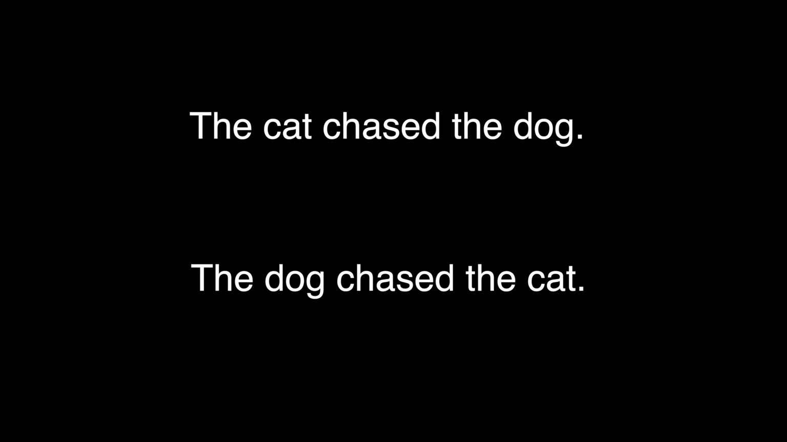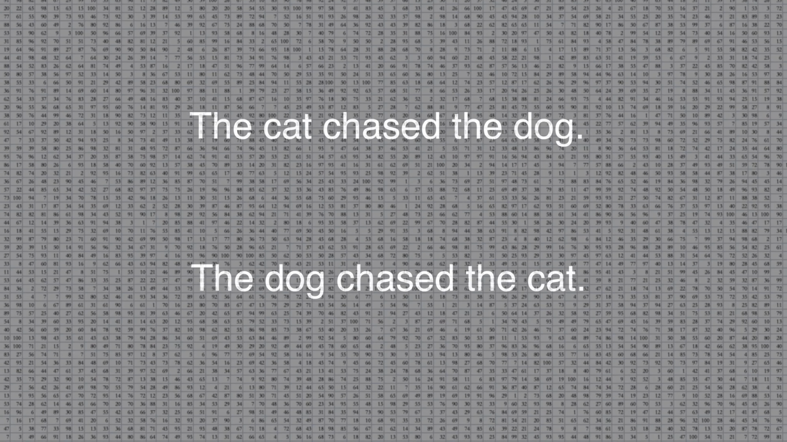Let's start with something simple. The cat chased the dog. The dog chased the cat. Same words, totally different meaning. But here's the problem. To a neural network, both look like just a list of numbers. It doesn't see order. It only sees vectors.